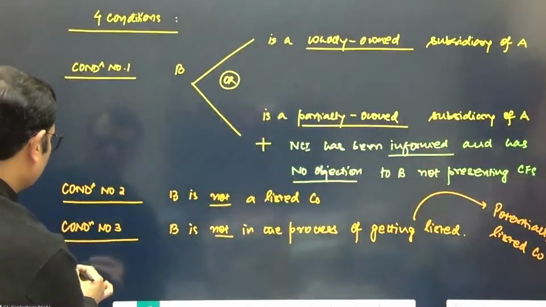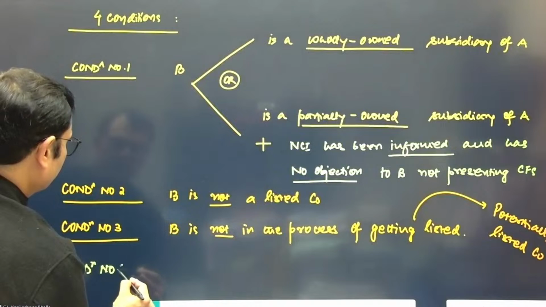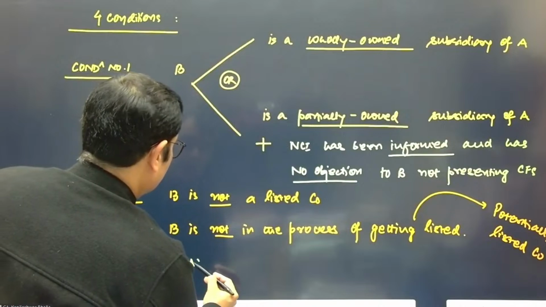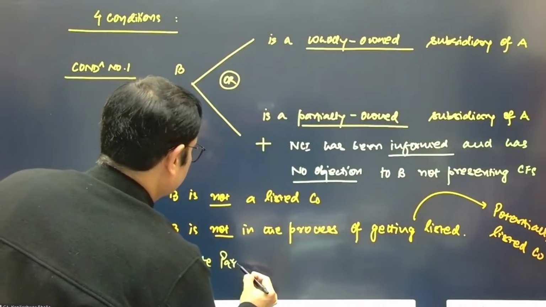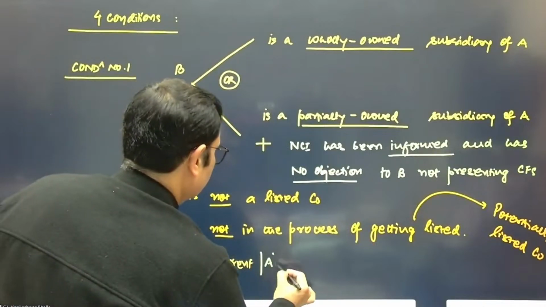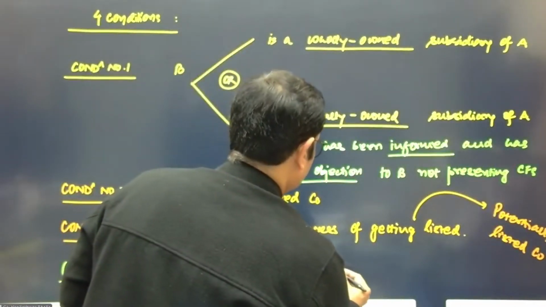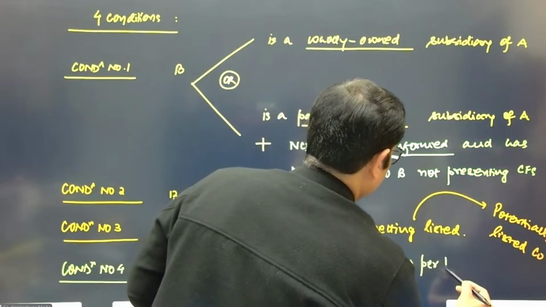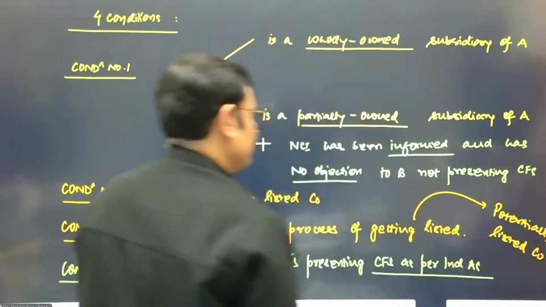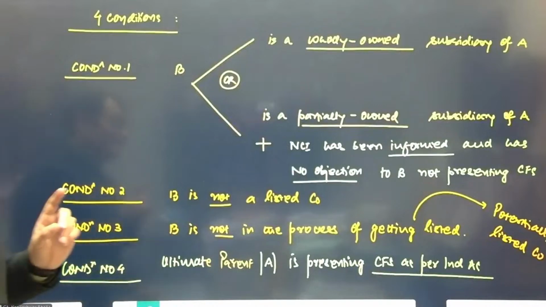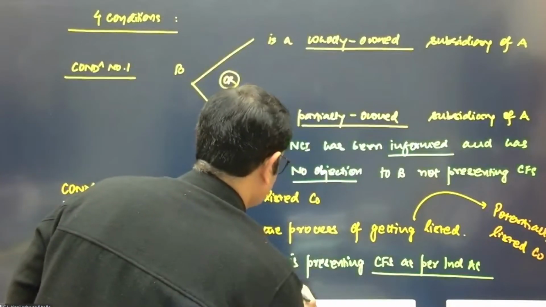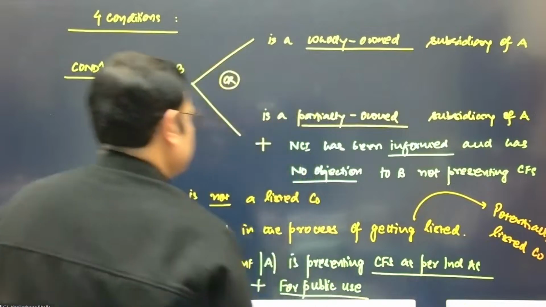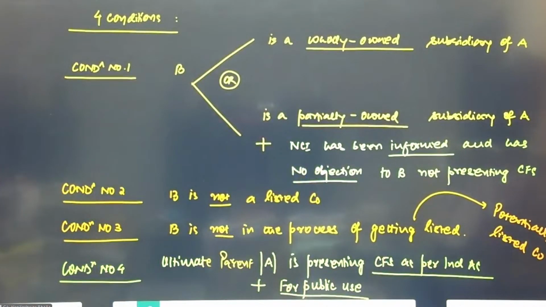And then there is condition number four, and condition number four is interesting. Ultimate parent. In my example, the ultimate parent is A. So ultimate parent A is presenting consolidated financial statements as per Ind AS, like condition one, plus for public use. So it is basically a listed company. It should be presenting things in accordance with public use.